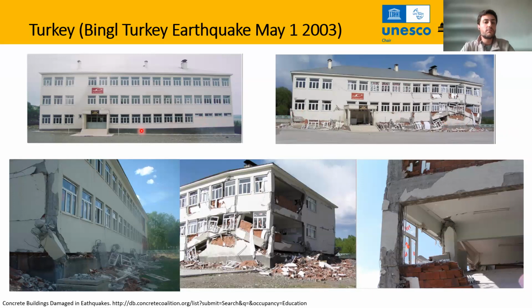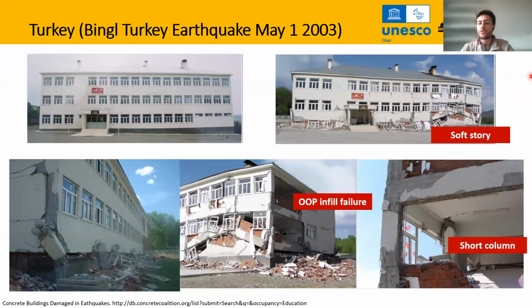So this was a school. You can see here the building before the earthquake, and then you can see here that one story completely collapsed. In particular, this was a soft story mechanism. We can also see a lot of out-of-plane infill failures. You can see all the infill wall rubble outside the building, and you can also see some short column effects over here. Probably the soft story mechanism was triggered by a short column failure in all these axes, and maybe in the posterior part of the building as well.